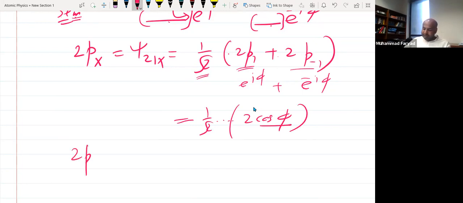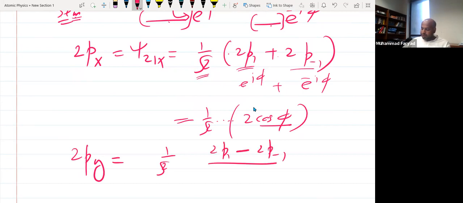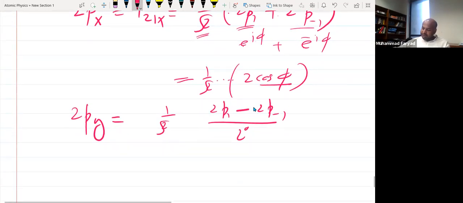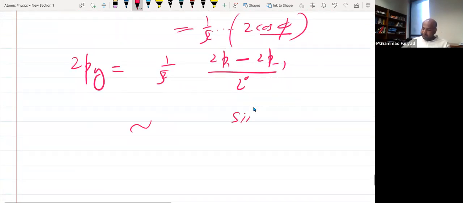Similarly, we can construct 2py as 1 over root 2 times 2p1 minus 2p minus 1. So there has to be an i over here, because when I make exponential i phi minus exponential minus i phi, there will be an i sine phi. So this will have a term sine phi and the i will go away.